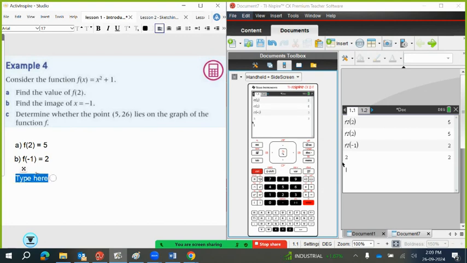Okay, C. Now C is a little bit more complicated. I'm going to show you how to do a show that question. So we need to show that this point lies on the line. We want to show that f of 5 equals 26. That means it would lie on the line.